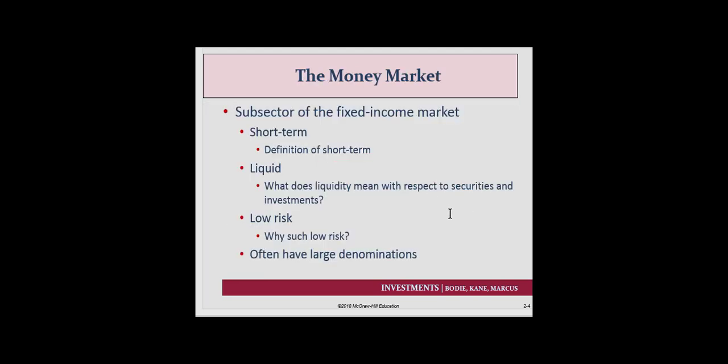So what is the money market? It's obviously a sector of fixed income, very short-term. By definition, all of these things are debt instruments, and they are very liquid. What does liquidity mean? Well, a definition of liquidity refers to how quickly you can convert an asset to cash and maintain its value. If you can turn an asset into cash very quickly, but it loses half or more of its value, that certainly isn't something that would be called liquid. These are very low risk. They typically have fairly large denominations.